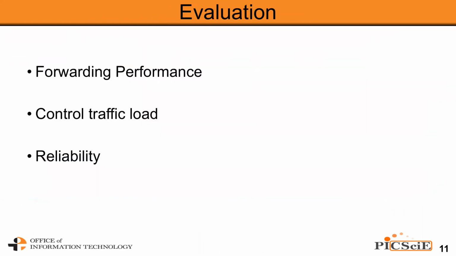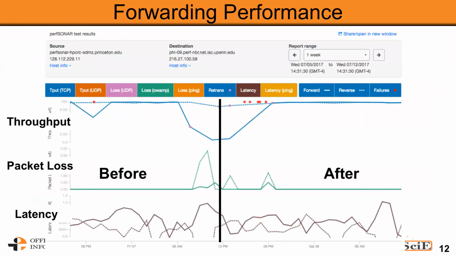Of course we did some evaluation whether this is okay to do in terms of forwarding performance, control traffic load, and reliability. So first, forwarding performance. This is a screenshot from a graph from our perfSONAR measurement archive. It shows the throughput, packet loss and latency measurements between a perfSONAR node we have in our Science DMZ and UPenn.